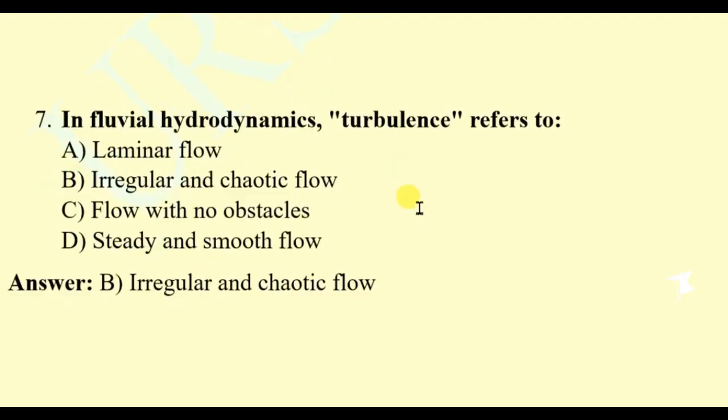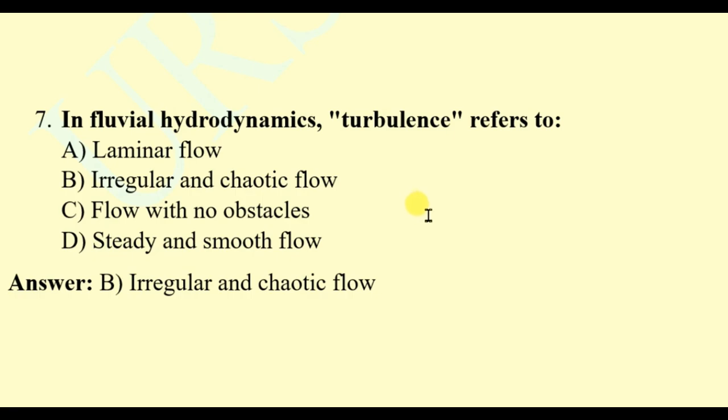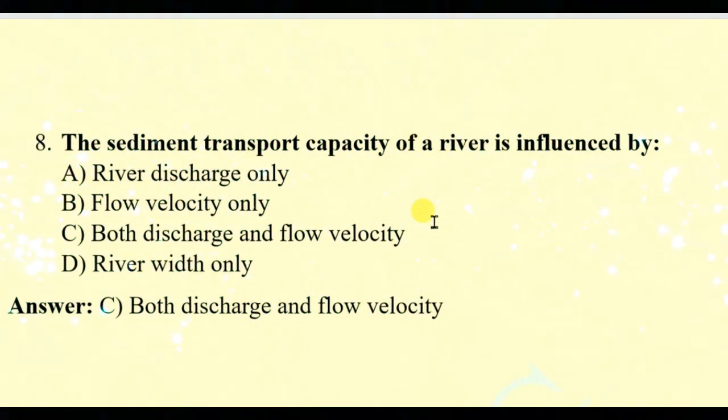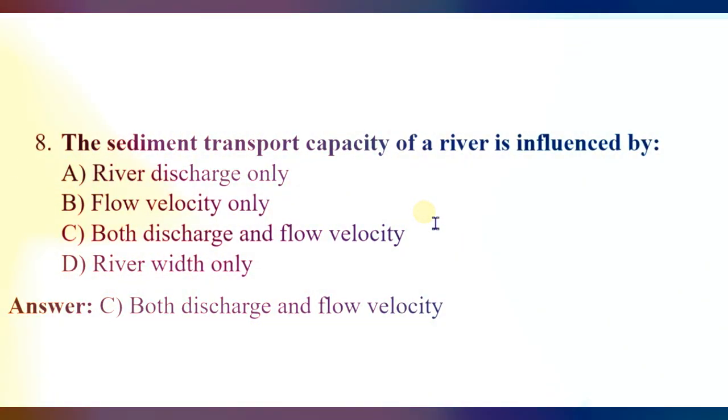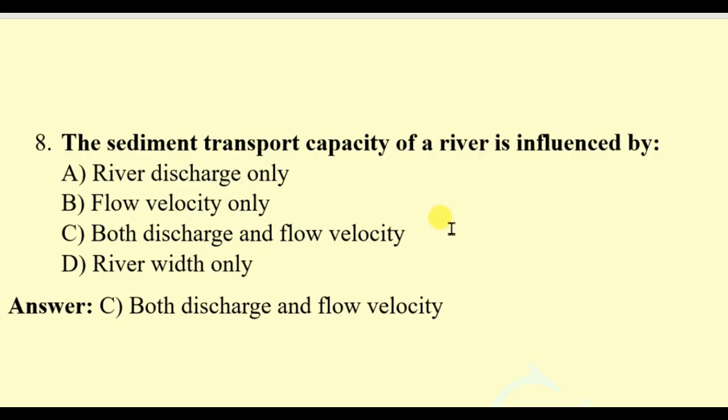Question number 7. In Fluvial hydrodynamics, turbulence refers to laminar flow, irregular and chaotic flow, flow with no obstacles, steady and smooth flow. Here the correct answer will be turbulent flow, means irregular and chaotic flow. Question number 8. The sediment transport capacity of a river is influenced by river discharge only, flow velocity only, both discharge and velocity, river width only. Here the correct answer will be both discharge and velocity.